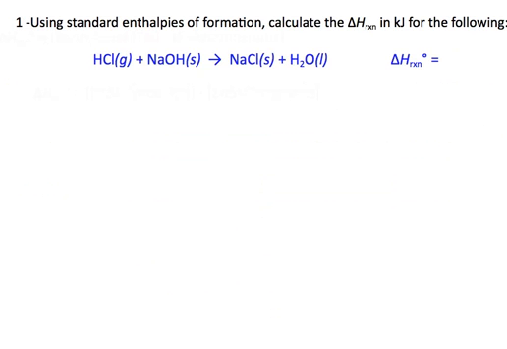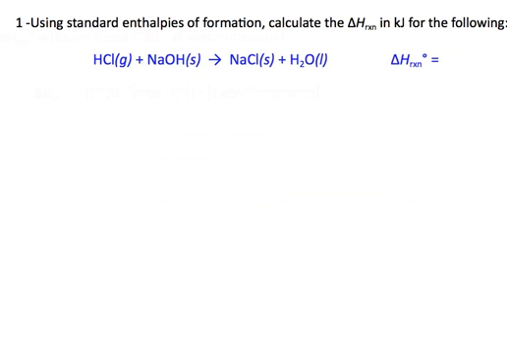Okay, so here's a question. So we're going to use standard enthalpies of formation, and we're going to calculate delta H of reaction for this neutralization. So hydrochloric acid, or hydrogen chloride gas, plus sodium hydroxide yields sodium chloride and water. Now that's balanced as written, so that's useful. And so we can just get started right in with solving the problem.